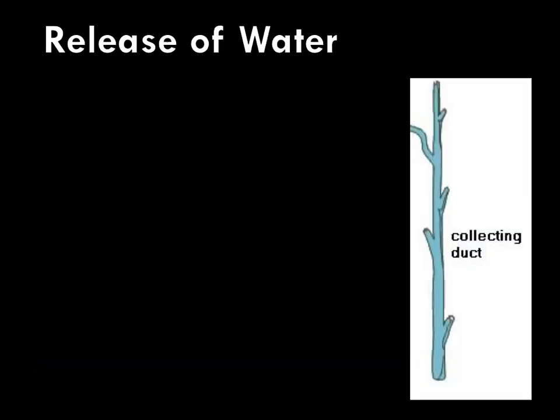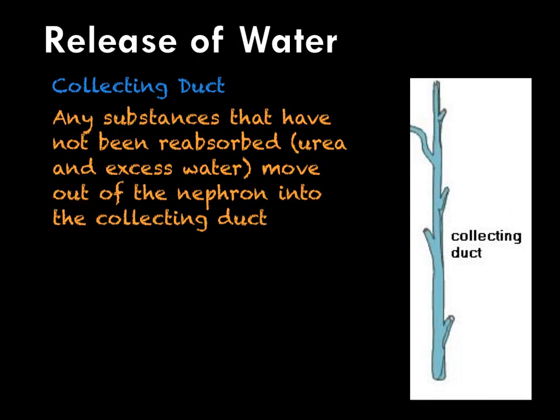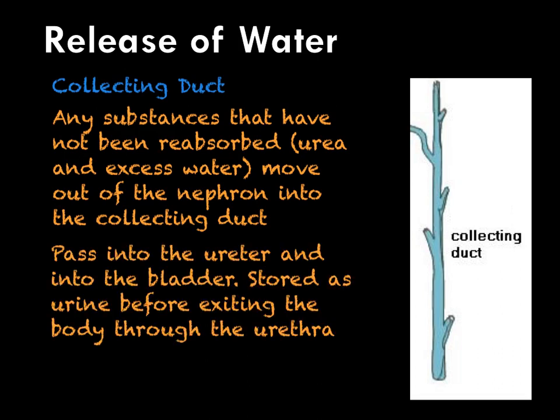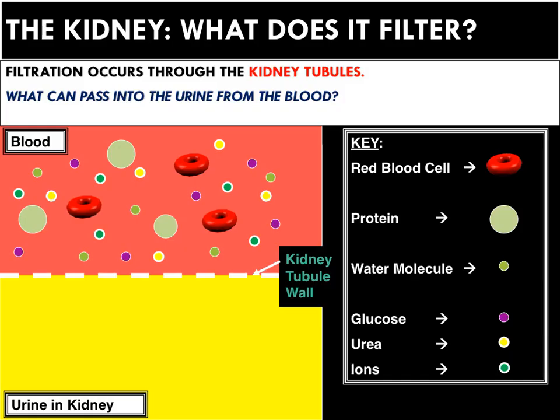The final process that the kidneys carry out is the release of water and waste products. This is carried out by the collecting duct. Once the filtrate reaches the end of the convoluted tubules, it enters into the collecting duct. This is where any substances that have not been reabsorbed, for example excess water and urea, will move out of the nephron, down the ureter to the bladder, and then finally out of the body as urine through the urethra.